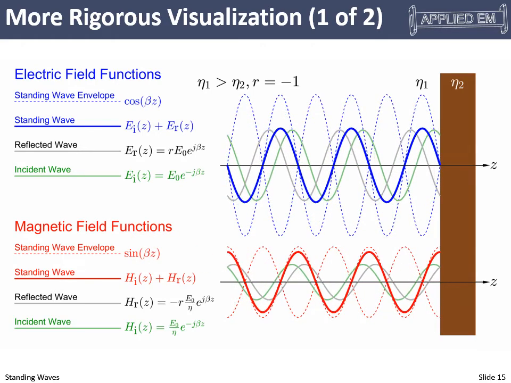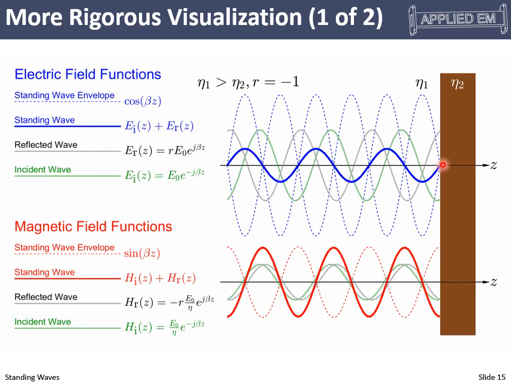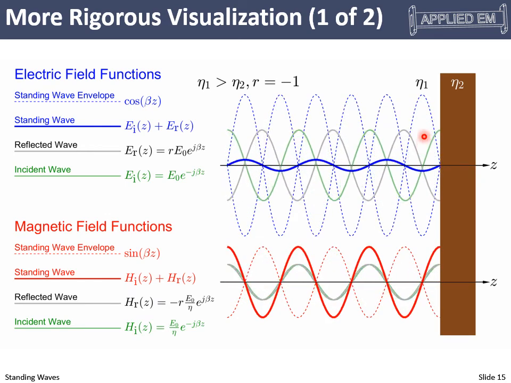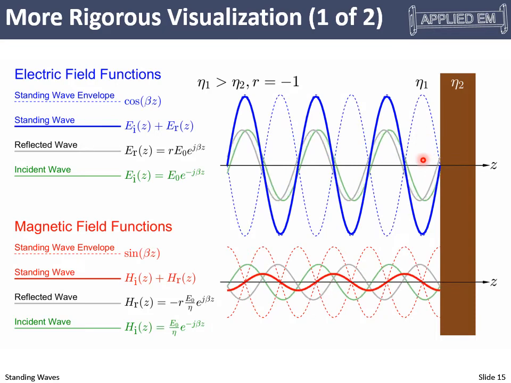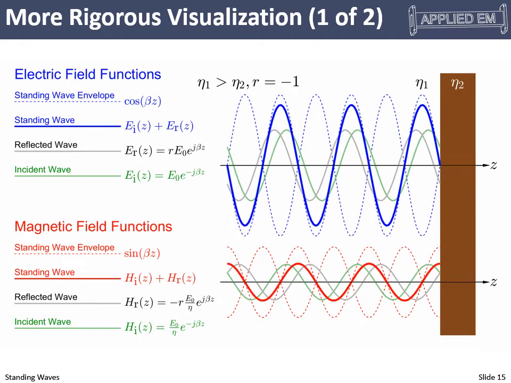And we can see at the interface, the magnetic field has its maximum swing. The electric field has its minimum swing. We back up a quarter wavelength. Now the electric field has its maximum swing. The magnetic field has its minimum swing. In this case, it's 0.